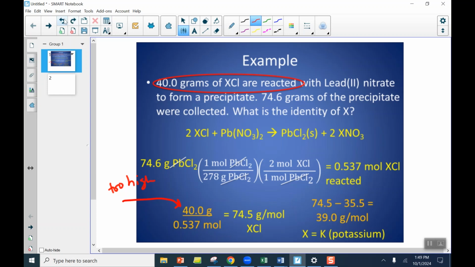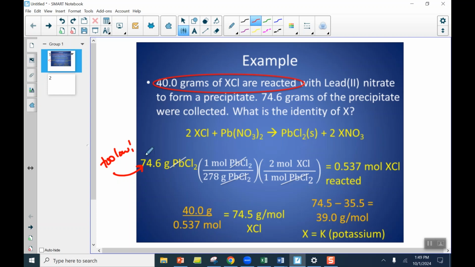Now, some people, and again, saying that 40 grams should be lower is the same as saying too high. Now, some people might have said, wait, instead of looking at the 40 grams being impacted, I'm going to think of it a different way. I'm going to say that if some of it didn't react, then that means that this 74.6 grams of precipitate is actually too low of a number. I should have gotten a higher value if all of the XCl reacted, but since it didn't, that number is too low. I could have formed more precipitate but didn't.